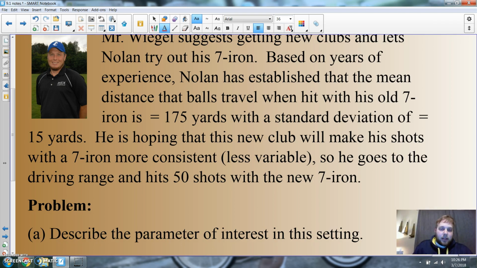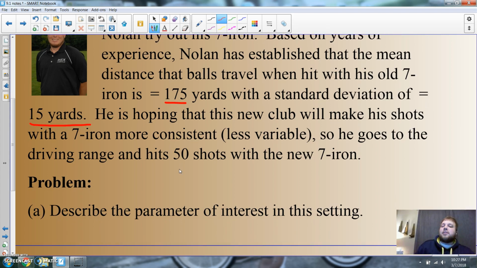old 7-iron is 170. Alright, so that's old. With a standard deviation of 15. He's hoping that the new club will make his shots with the 7-iron more consistent. So he goes to the driving range and hits 50 shots with a new 7-iron.